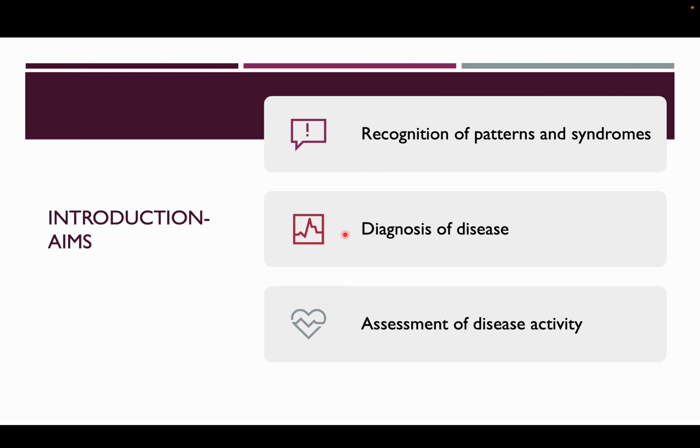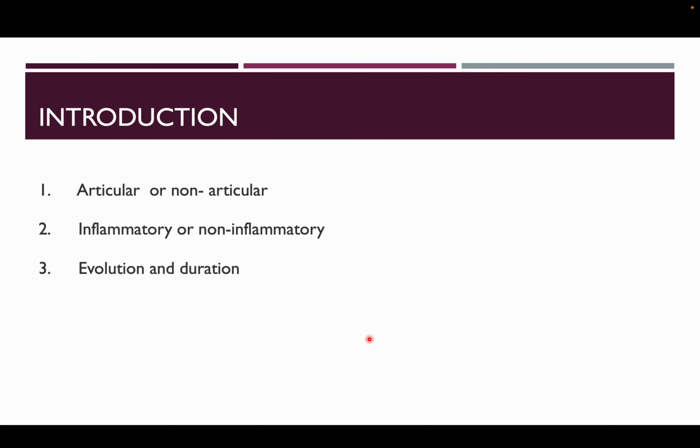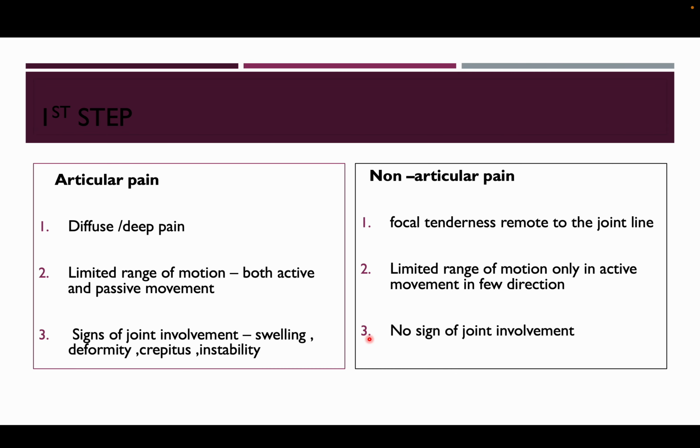So first, what kind of pattern is there? How do you diagnose the patient? How much disease activity is there is very important in diagnosing. First we need to differentiate articular and non-articular. How do you tell whether it is articular or non-articular, whether it is inflammatory or non-inflammatory, and how long it has been lasting? Then you can tell what kind of pain it is.